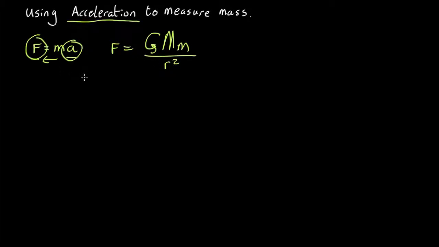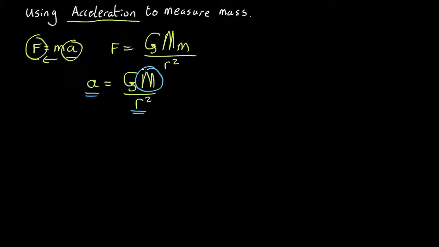Set them equal to each other, and we find that the acceleration of an object is GM over r squared. So it's telling us what the mass is of whatever is pulling it, times a constant, 1 over distance squared. So if we can measure how things are accelerating near some big mass, and we know how far away they are from the big mass, that should allow us to work out the mass. Okay.